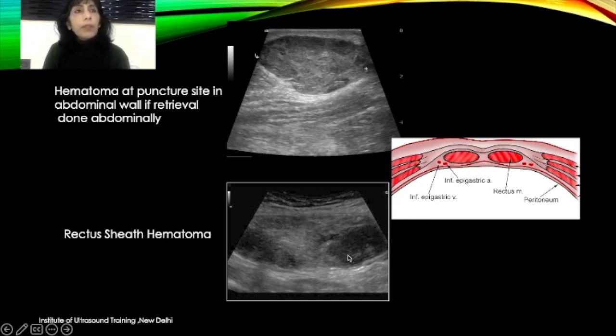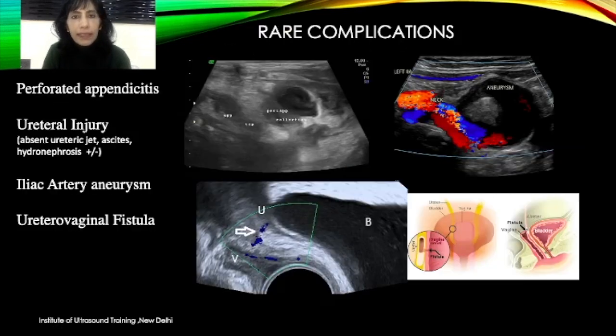Now, rectus sheath hematoma can sometimes happen even when we are doing it transvaginally. So you have to be careful about these. Why does the rectus sheath hematoma occur? Due to the rupturing of the inferior epigastric vessels. So these are two other complications that can happen. And again, I am repeatedly saying it is a very safe procedure. Most of the time, you will not come across these complications.